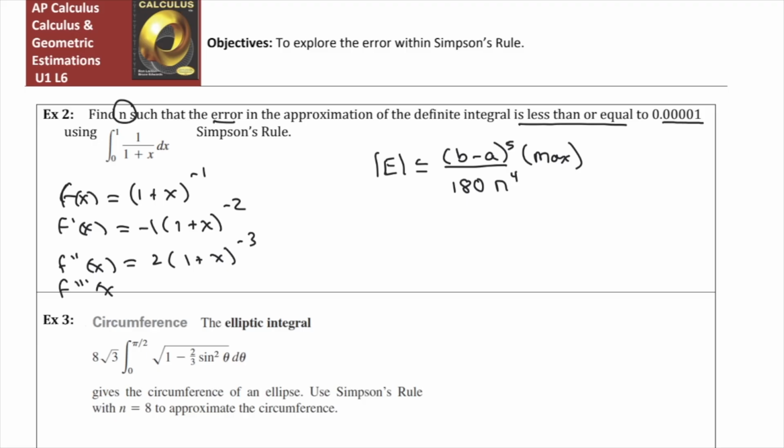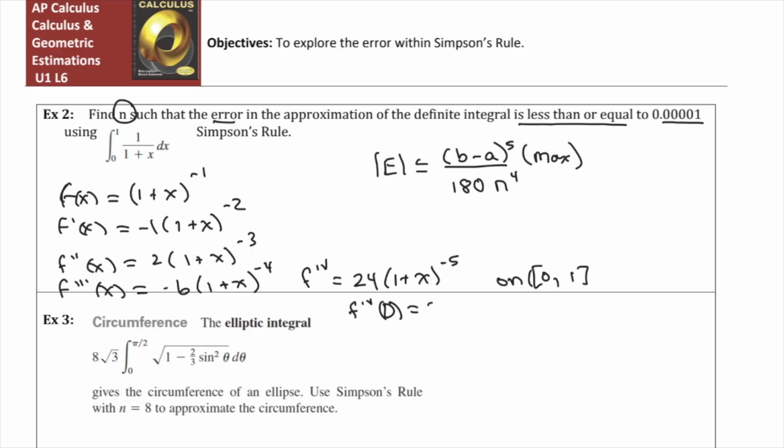F triple prime of x is going to be negative 6. Notice we've got a Fibonacci sequence happening here as our coefficients. And then our 4th derivative is going to be positive 24 times (1 plus x) to the negative 5. Now remember, we want the maximum value of the derivative on [0, 1]. Let's consider the endpoints. If I put in 0, the 4th derivative at 0 is going to be 24. And if I put in 1, isn't the 4th derivative going to be smaller than 24? Let's go with 24 as the max.